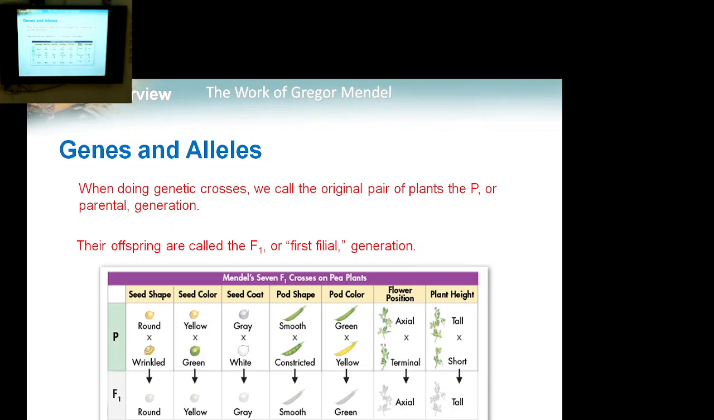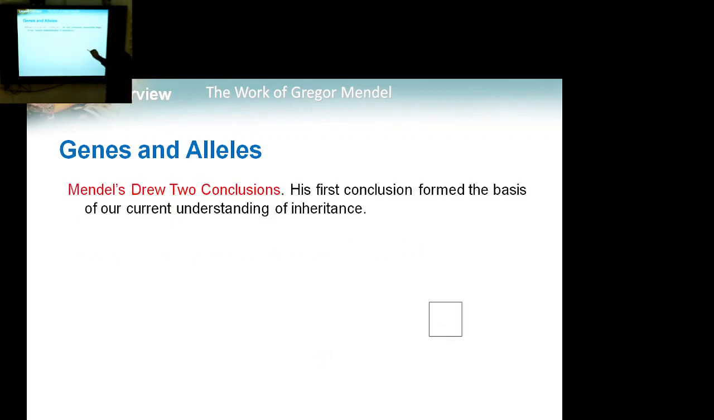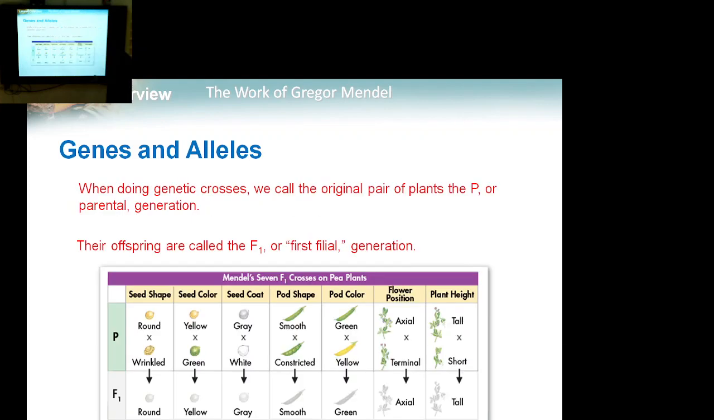Mendel studied 7 traits: seed shape, seed color, seed coat, pod shape, pod color, flower position, and plant height. All of these 7 characteristics Mendel studied. For seed shape, there were 2 shapes, either round or wrinkled. Seed color, either yellow or green. The seed coat, either gray or white. Pod shape, smooth or constricted. Pod color, green or yellow. Flower position, axial or terminal. And plant height, tall or short.